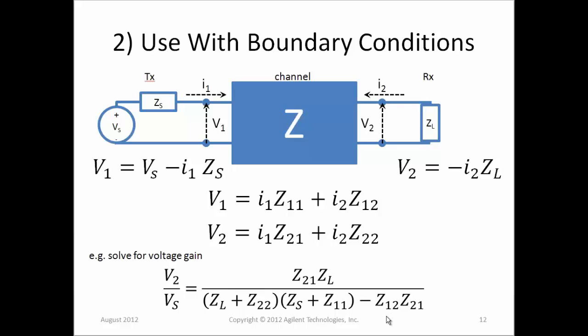And you'll notice that the voltage gain depends not only on every one of the Z parameters, but also on the load impedance, and also the source impedance, of course. So all of these 6 parameters come into the voltage gain. We'll remember that for when we get to S parameters.